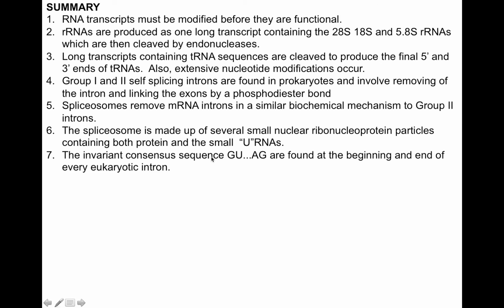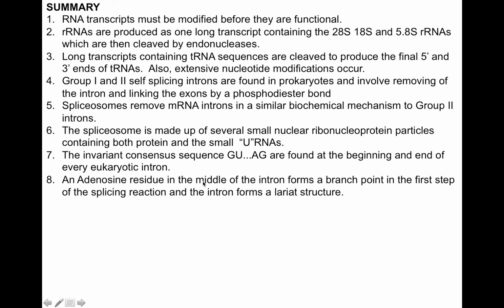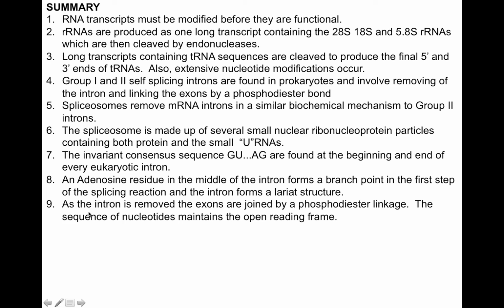The invariant consensus sequences, GU and AG, are found at the beginning and the end of every eukaryotic intron: GU at the 5' end of the intron and AG at the 3' end. And in between is an A. The adenosine residue in the middle of the intron forms a branch point in the first step of the splicing reaction, and the intron forms a lariat structure, a loop with a tail. As the intron is removed, the exons are joined by a phosphodiester linkage. The sequence of nucleotides maintains the open reading frame, which we're going to talk about when we talk about protein translation.